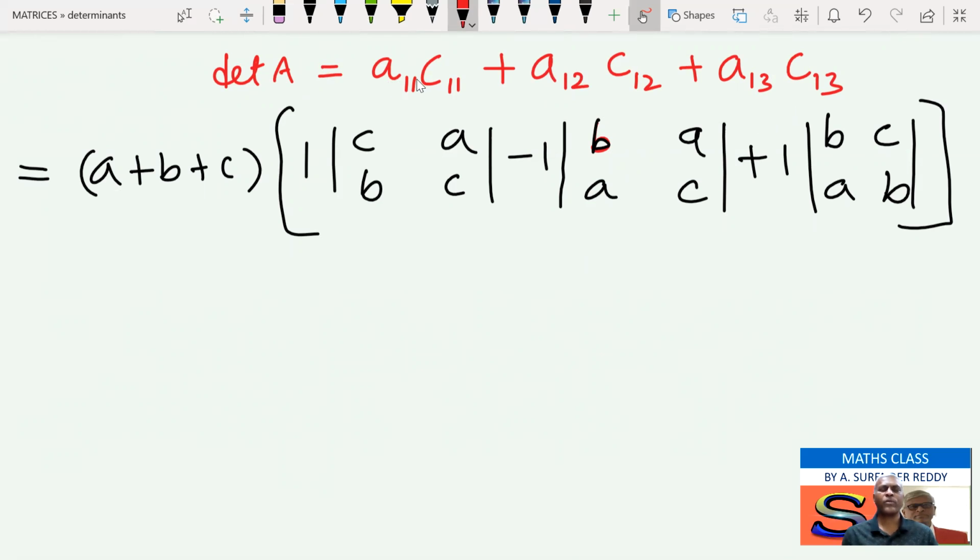It is the sum of the products of the elements and their cofactors of any row or any column. So this is the det A.